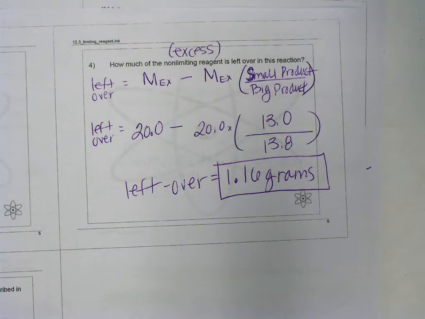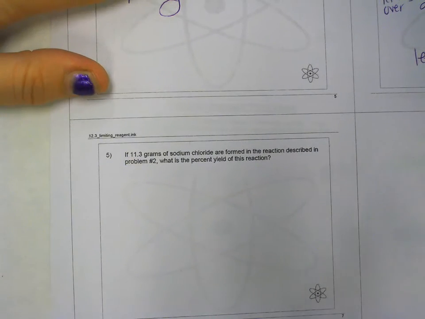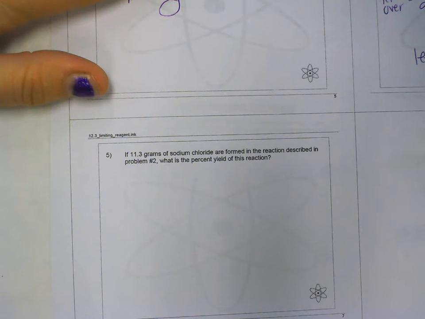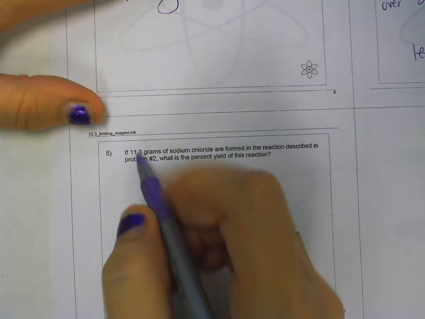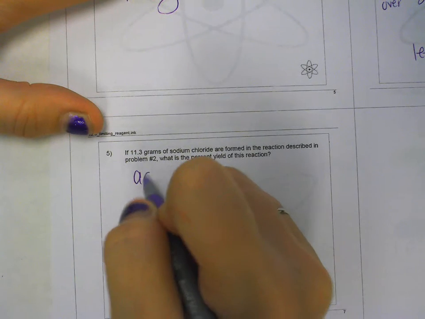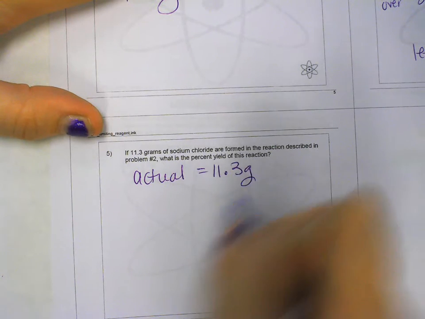That's probably the trickiest part of this, all right? The next question on here said, if 11.3 grams of sodium chloride are formed in the reaction, so I'm actually going to do this reaction with these two reactants, and I get 11.3 grams, so that's my actual yield. I got 11.3 grams. I want to know what's my percent yield.